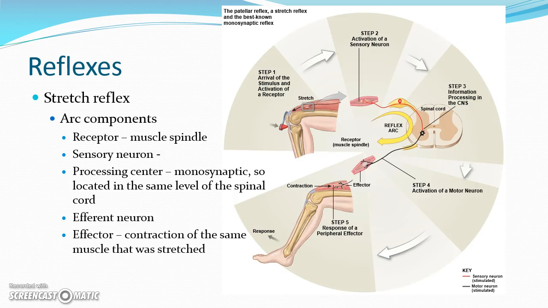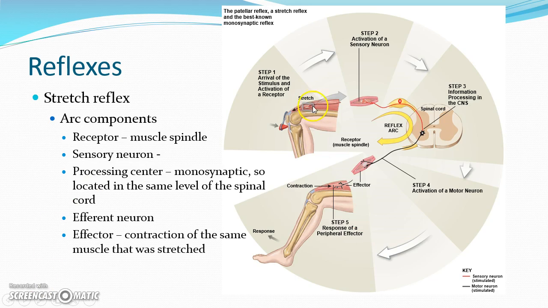Here we see the components of the reflex arc for a typical stretch reflex, or here shown, the patellar reflex. The receptor is called a muscle spindle, and in the patellar reflex is located in the quadriceps muscle. The sensory neuron carries the information to the spinal cord, where it synapses directly onto a motor neuron. The effector is the quadriceps muscle, and it causes them to contract.